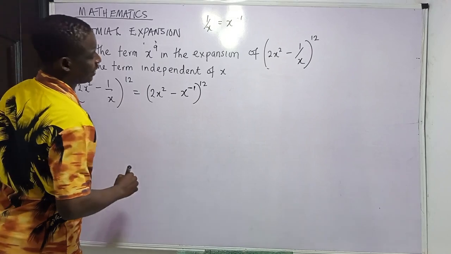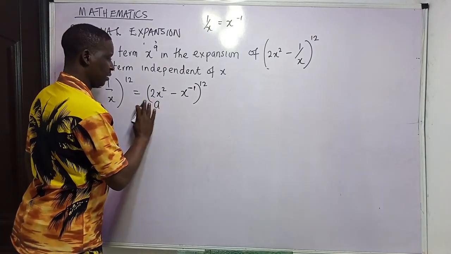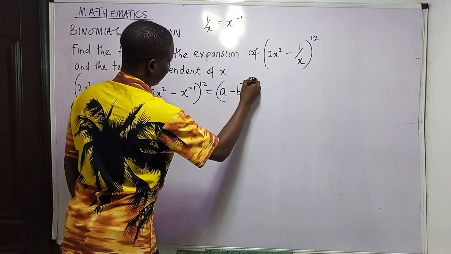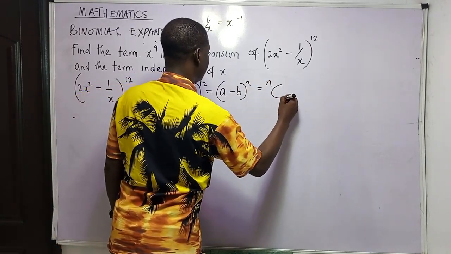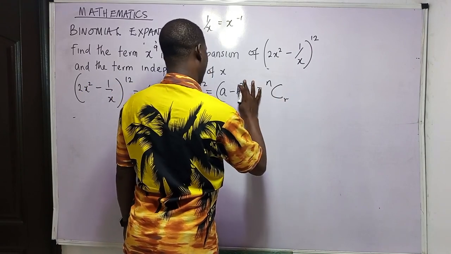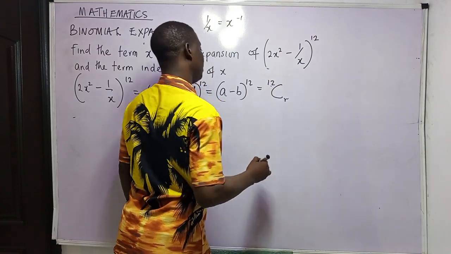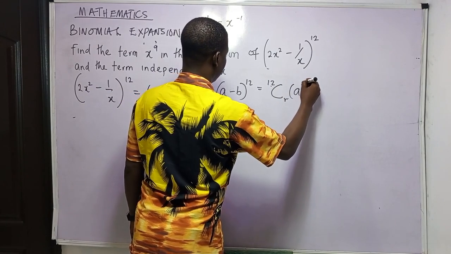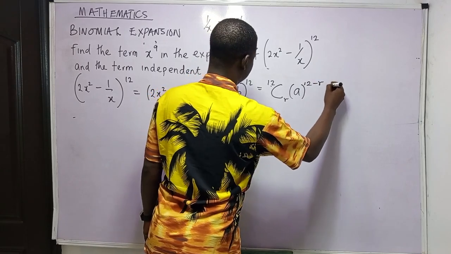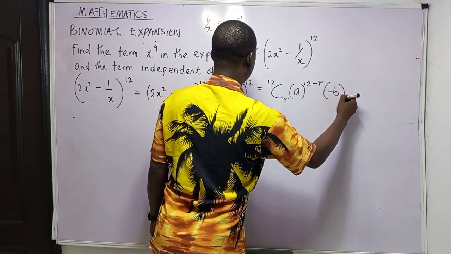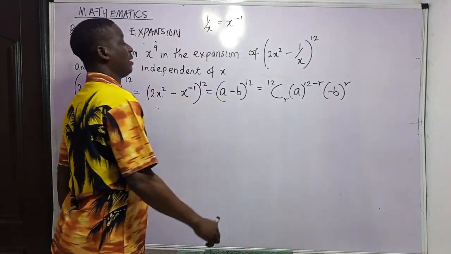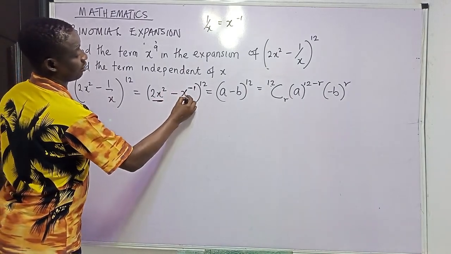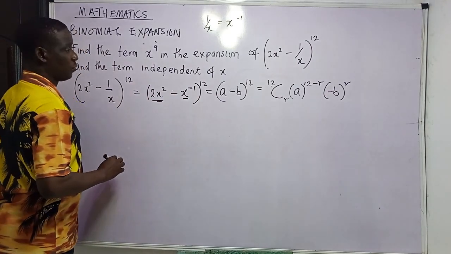Now, if you have done that, this is your a. Recall that if I take this one as (a minus b) all raised to power n, it becomes n combination r, which is 12 combination r, our r is unknown. Then a raised to power n minus r, that is 12 minus r, then minus b raised to power r. That is the formula we're going to use. So consider this one as our a, and this one is our b, adding this minus sign.